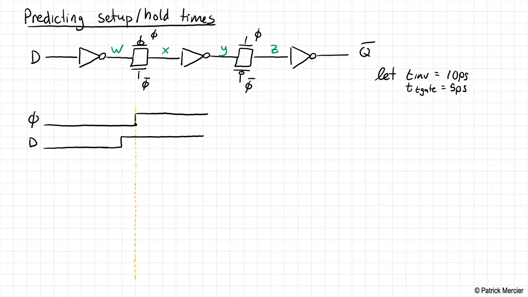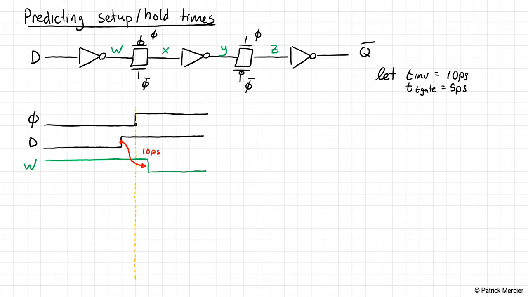So let's take a look at output W. W is literally just an inverted version of D with a 10 picosecond delay. Let's imagine that one of these squares in my slide here is equal to 5 picoseconds. So that takes two squares and then it comes down. So this is the delay from D to W. That's 10 picoseconds.